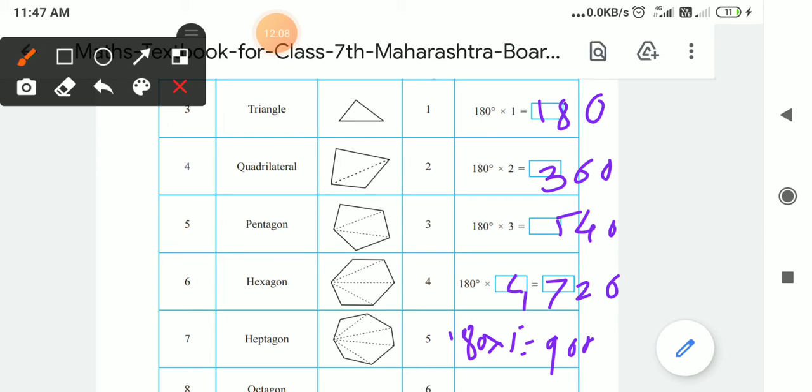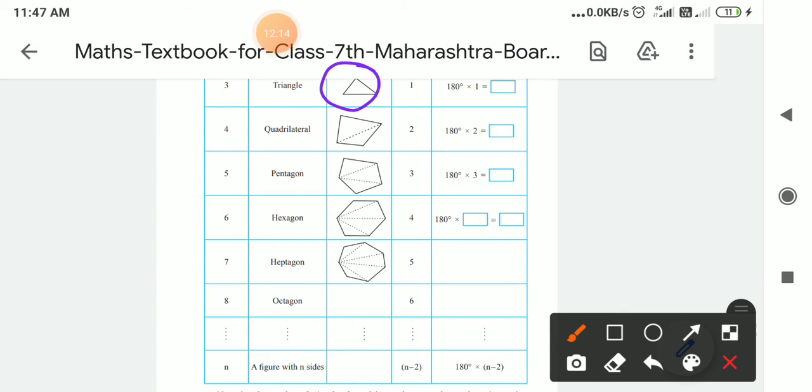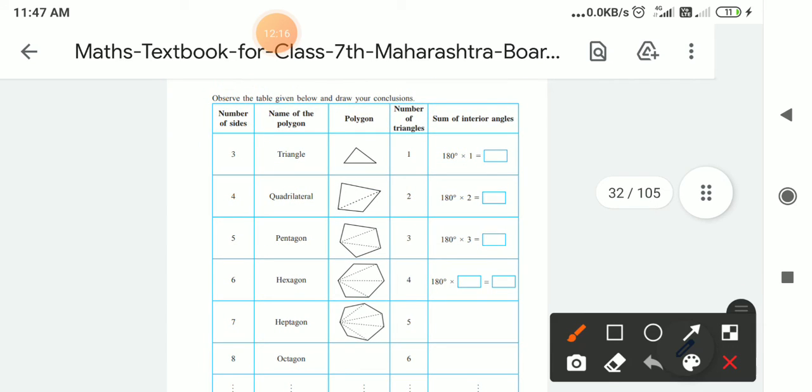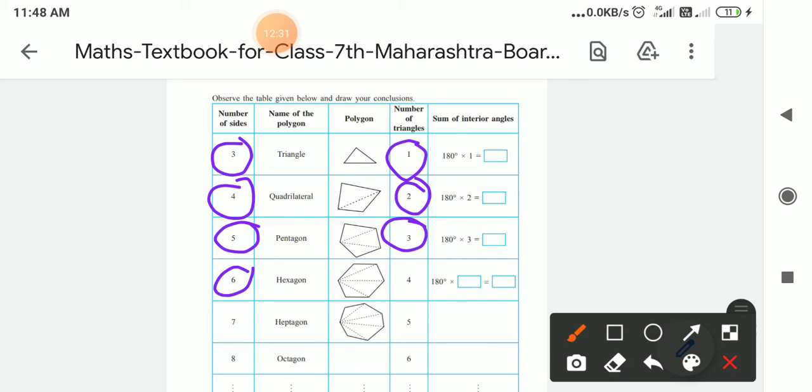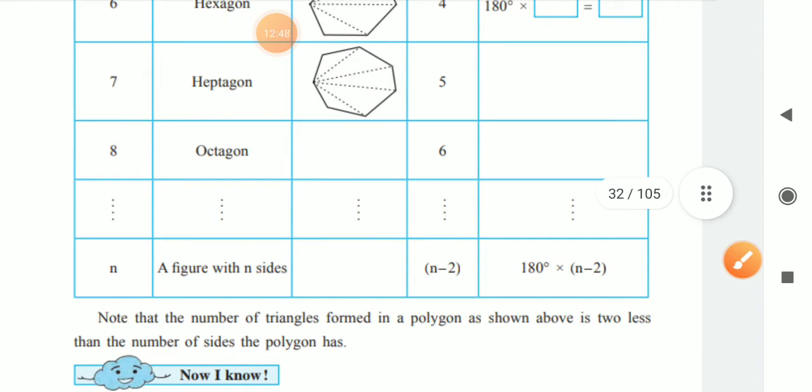How to do this? See here now. First of all, how to do the formula? If a triangle has 3 sides, the number of triangles inside is how many? 1. If 4 sides are there, that is a quadrilateral, here 2 is there. 5 sides, 3; 6 sides, 4; 7 sides, 5. If you check the difference between them, it is always 2. Always 2 means the number of sides and the number of triangles inside differ by 2. So here it is written n minus 2.